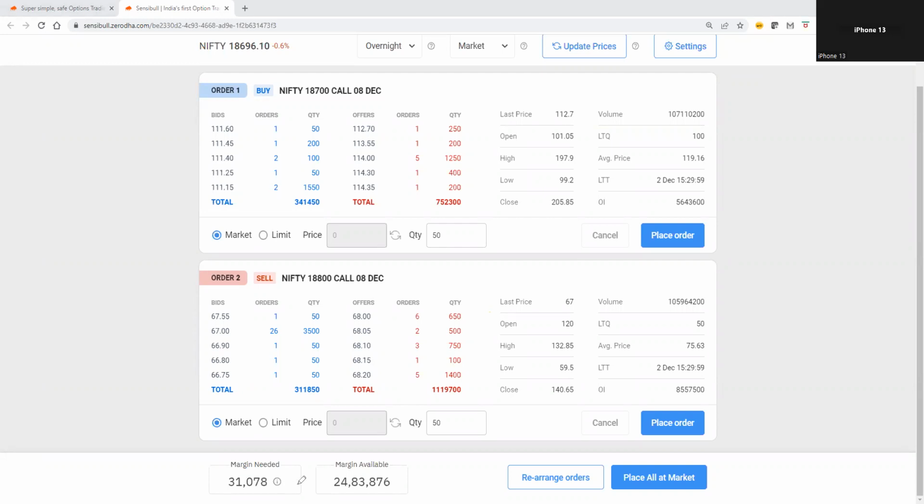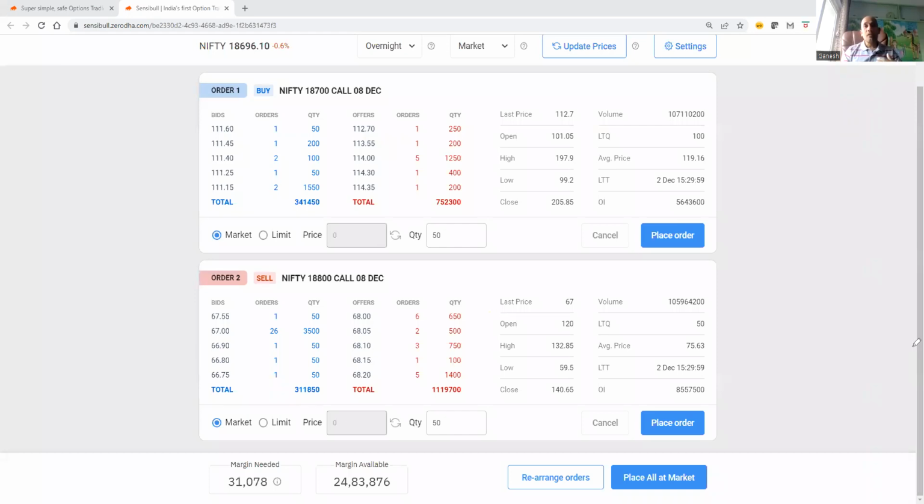Here, what is the margin requirement for this trade? Suppose the margin requirement is 31,000, and what is the margin available you have? It is showing that. Based on that, you can think about whether you can take this trade or not. What is the best one? If you want to make modifications, yeah, if you want to convert into a different ratio and all, you can do that.